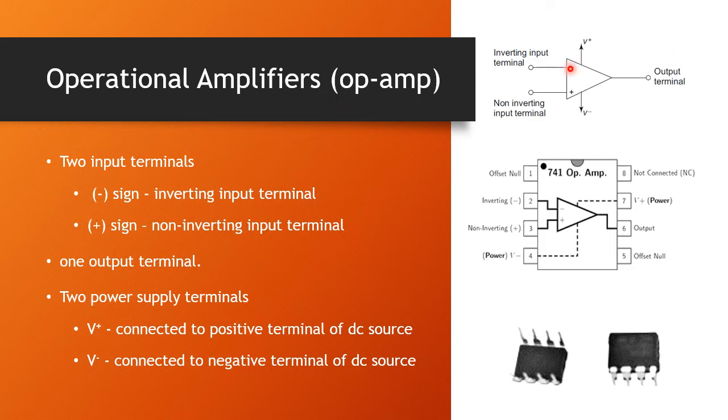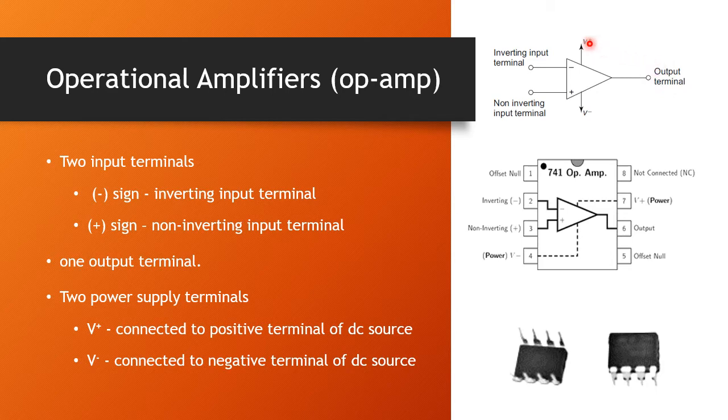In the symbol there are two input terminals, the inverting input terminal and the non-inverting input terminal, and only one output terminal, and then two power supply terminals, V plus and V minus. The inverting input terminal is connected to minus, so the negative sign means inverting. Plus means it is the non-inverting input terminal, and then this is the output terminal, where we get the output.